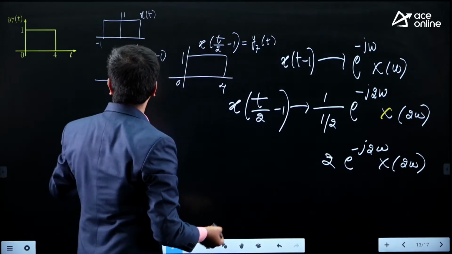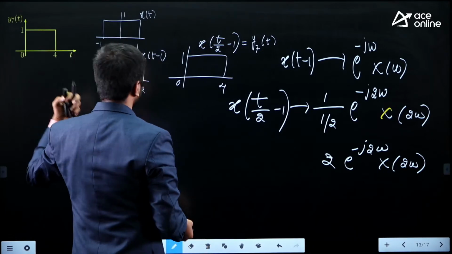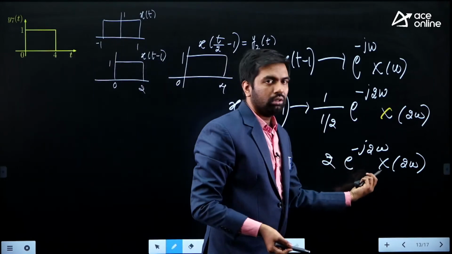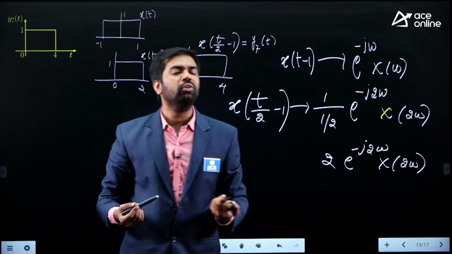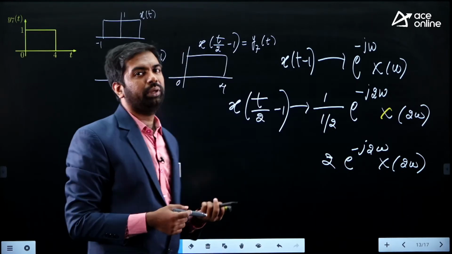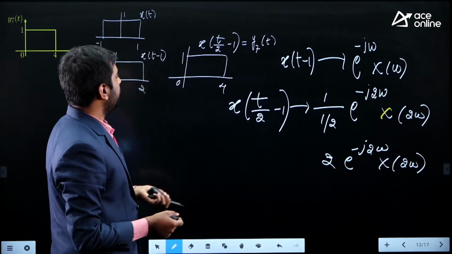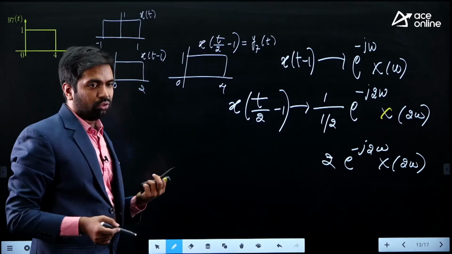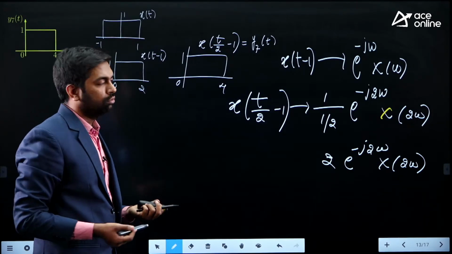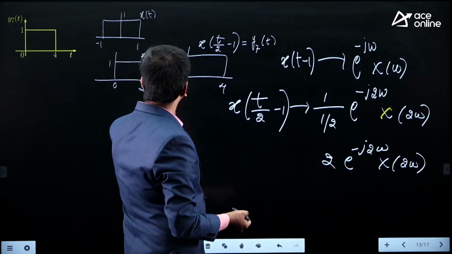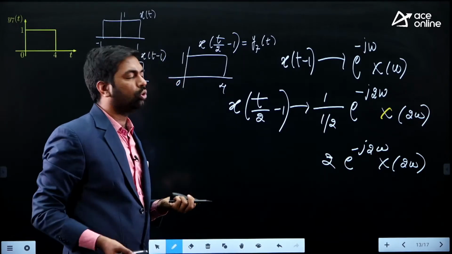So this is the Fourier transform of y7 of t. You know what X of omega is, right? It's 2 sine omega by omega. You can easily get X of 2 omega from that. So far we have calculated Fourier transforms of 7 signals with the help of this rectangular pulse. Let's see a few more.